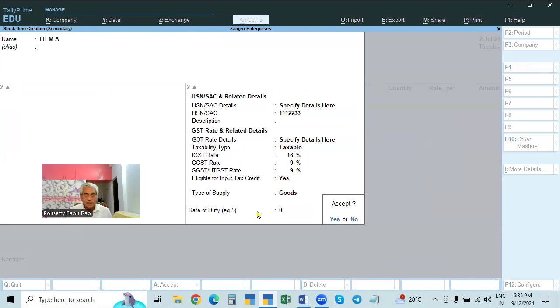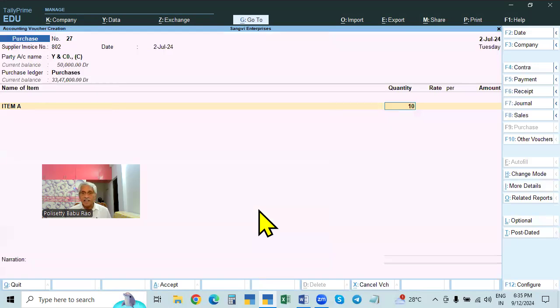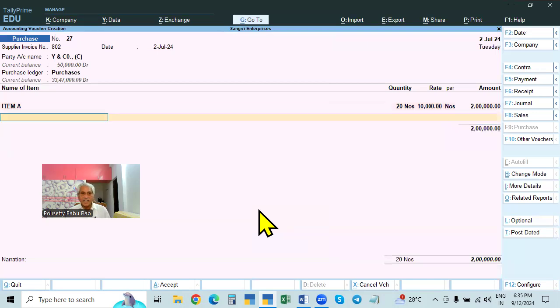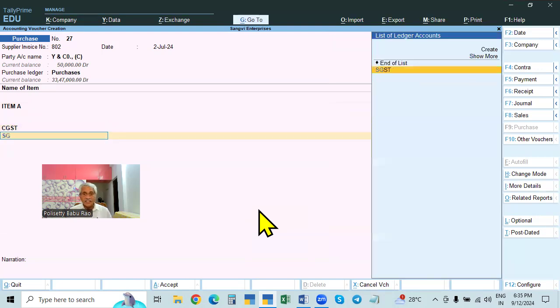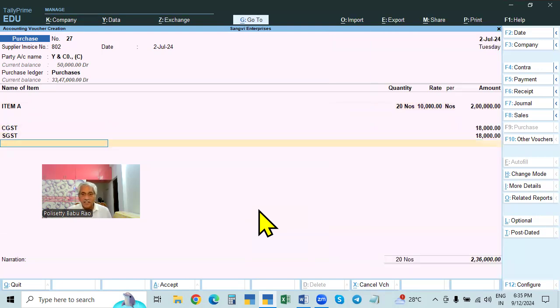We are purchasing item A, for example, 20 pieces, 10,000 rupees each, 2 lakhs for example. Okay, 2 lakhs. After this, there's only one item. Now we will take it in the same state, so we will take the CGST and SGST. So total amount will be 2,36,000.